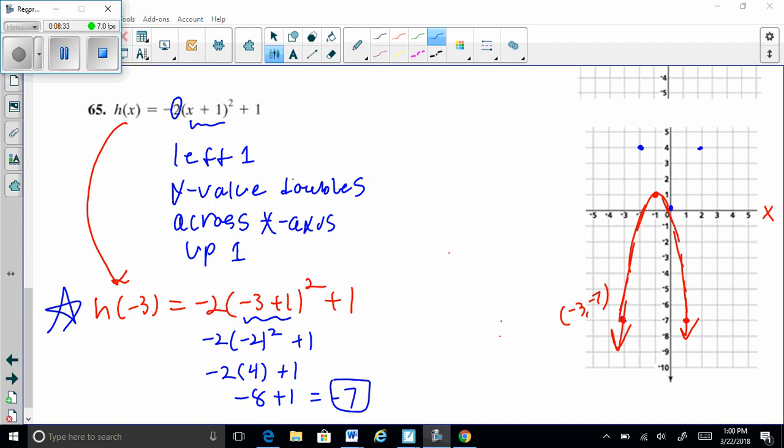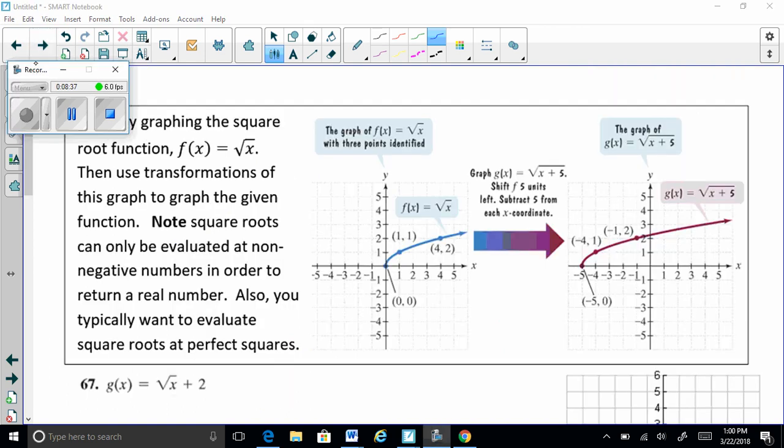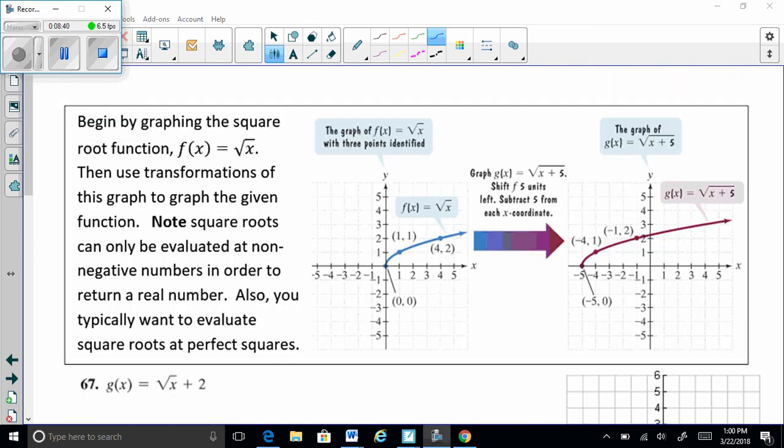I think we're going to go on to a different type of function now. We're going to look at the square root function. We're somewhat familiar with taking square roots. We've dealt with that. Just a couple reminders. Whenever we square root numbers, we want them to be non-negative. So you can square root 0, but you don't want to square root any negative numbers. Also, typically, whenever you do square root, you want your numbers to be perfect squares. Perfect squares would be like 4, 9, 16.